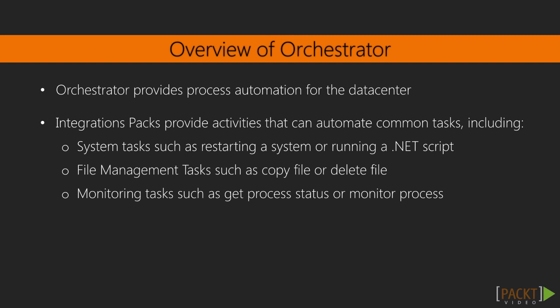These integration packs provide activities that can automate some common tasks. Whenever you install Orchestrator, there are 42 activities that get installed. Some activities are restarting a system, running a .NET script. Under the file management task, you can copy a file, delete a file, create a file, and monitor processes and services, and that just provides automation through Orchestrator runbooks.